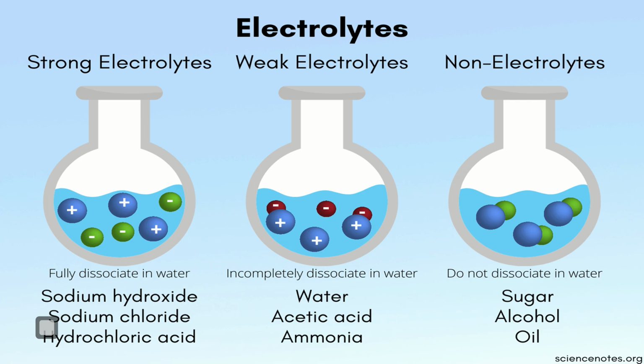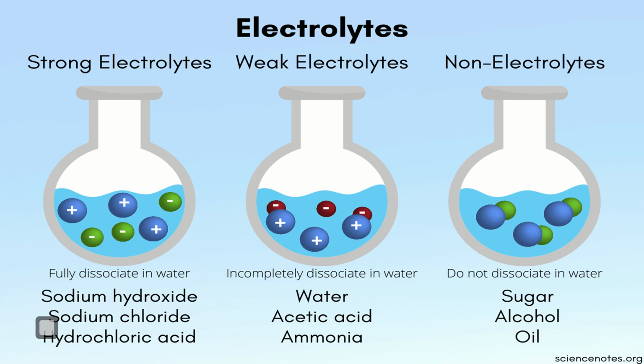So again, there are examples. Basically, any ionic compound will be a strong electrolyte. Remember that ionic compounds, metal and non-metal, will be strong. Certain acids will be strong, something like hydrochloric acid or sulfuric acid.